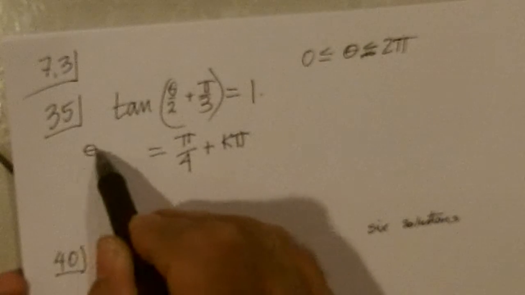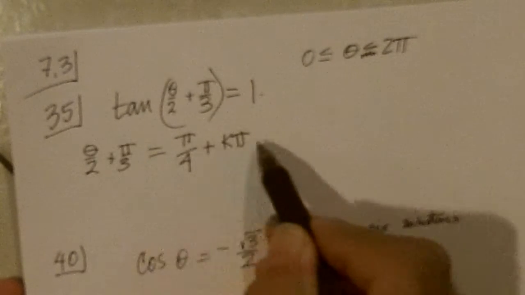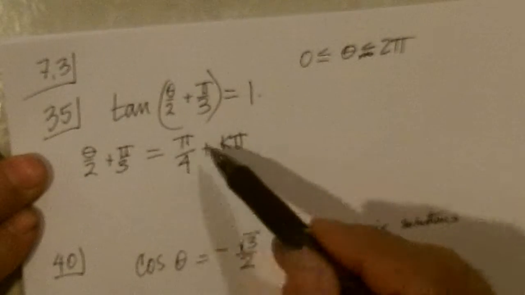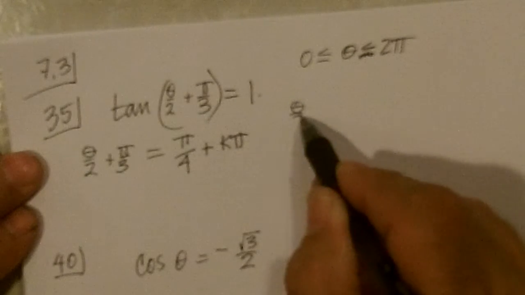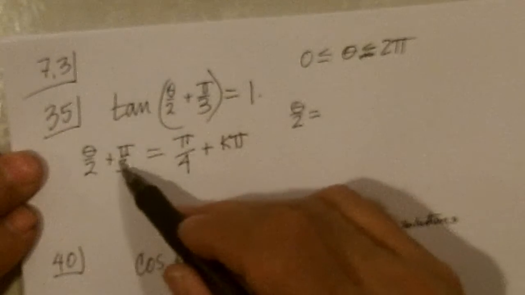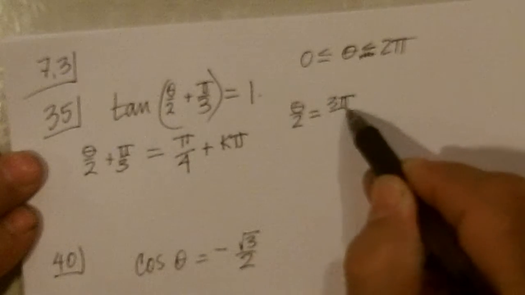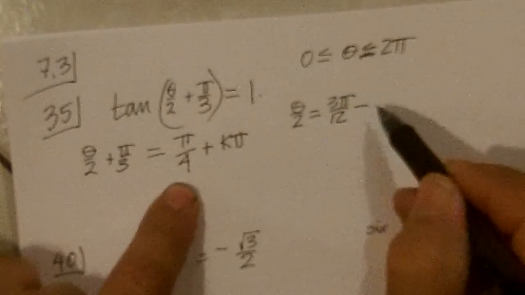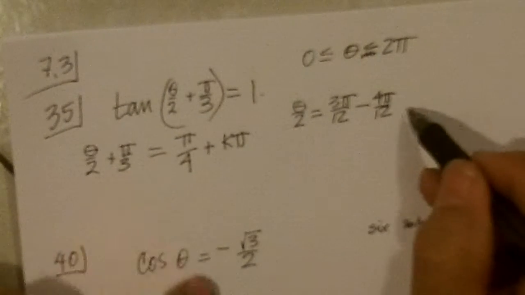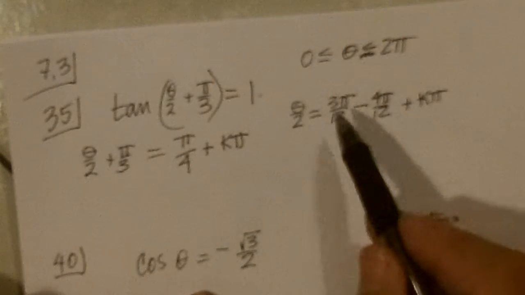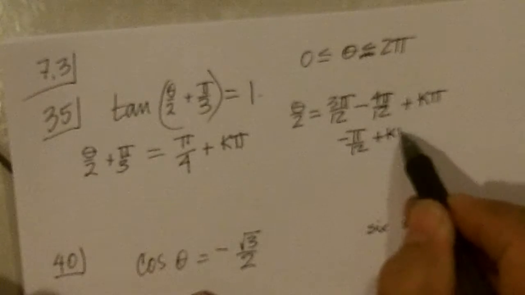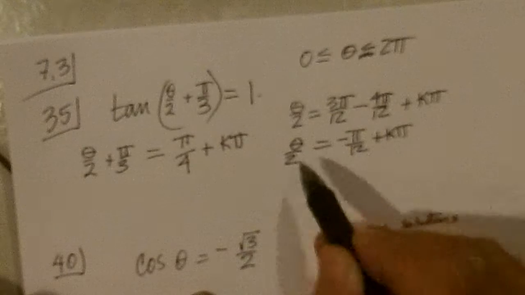And that's what theta over 2 plus pi over 3 has to equal, but we're supposed to solve for theta. So we'll subtract pi over 3 from both sides. So we're going to get theta over 2 equals, and fourths and thirds are 12, so I'm going to change this to 12. So we're going to have 3 pi over 12, that's the pi over 4, minus 4 pi over 12, that's the pi over 3, plus k pi. So 3 twelfths minus 4 twelfths is minus pi over 12 plus k pi is what theta over 2 equals.